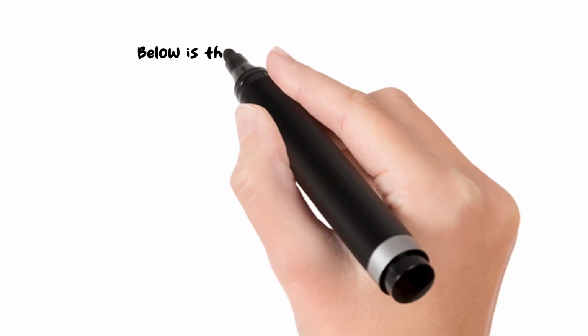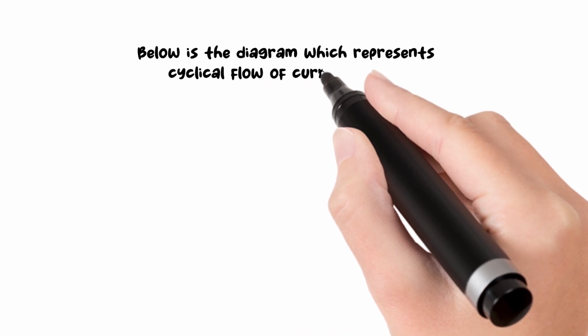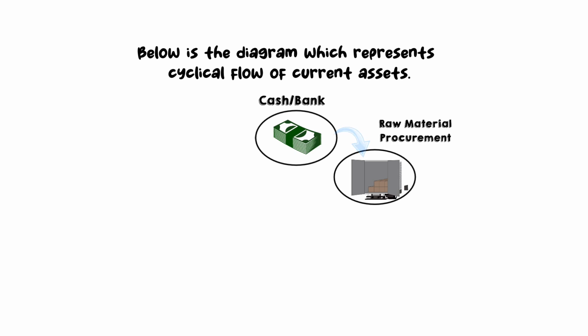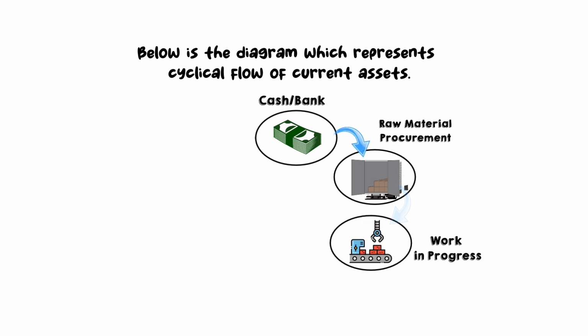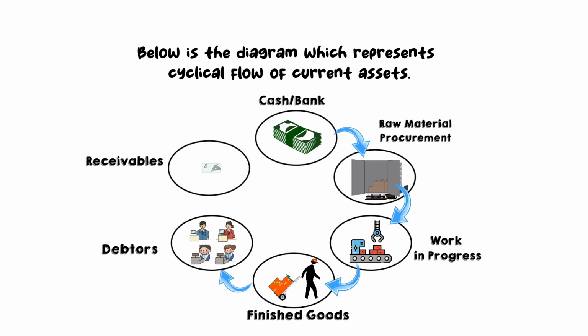Below is the diagram, which represents the cyclical flow of current assets. Cash in bank account. Raw material procurement by using cash. Work in progress by using raw material. Finished goods after completing the production process. Sales of finished goods to debtors on credit or cash. Receivables after payment received from debtors.